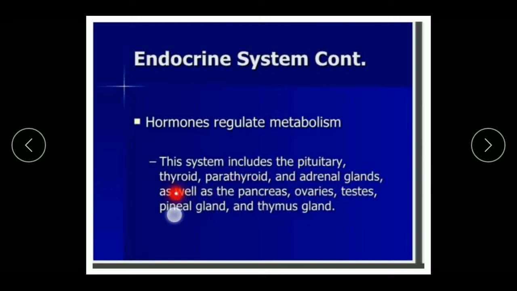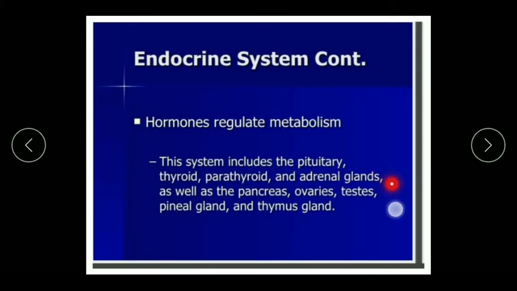The thyroid gland is located in the neck region. Its secretion is thyroxine, which regulates the basic metabolic rate, BMR. You already know BMR, basic metabolic rate. Next one, the parathyroid. The parathyroids are located in the thyroid gland. They secrete parathormone, which regulates and monitors the mineral levels in your body, especially calcium.